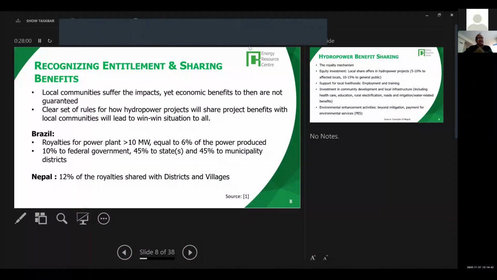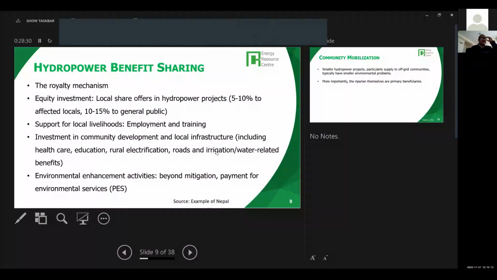In the case of Nepal, our royalty is around 10% of the total energy, more than Brazil, and 12% of that royalty goes directly to the districts and villages. Now, there is no right and wrong. This is a national policy, so it's a decision that the government has to take. This is just an example of what other countries have followed.